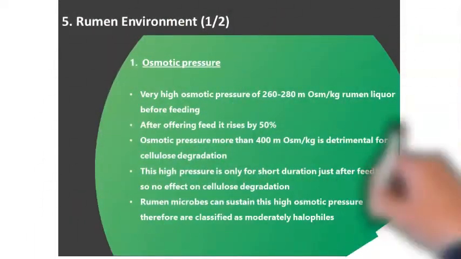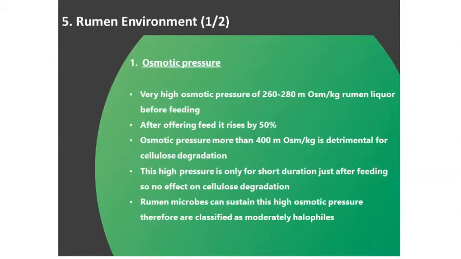The rumen environment: osmotic pressure is very high in the rumen, to the tune of 260 to 280 milliosmoles per kg rumen liquor before feeding. After offering feed, it rises by 50%. An osmotic pressure of more than 400 milliosmoles per kg is detrimental for cellulose degradation. The high pressure is only for a short duration, just after feeding, so that there is no adverse effect on cellulose degradation. The rumen microbes can sustain this high osmotic pressure, therefore they are classified as moderate halophiles.